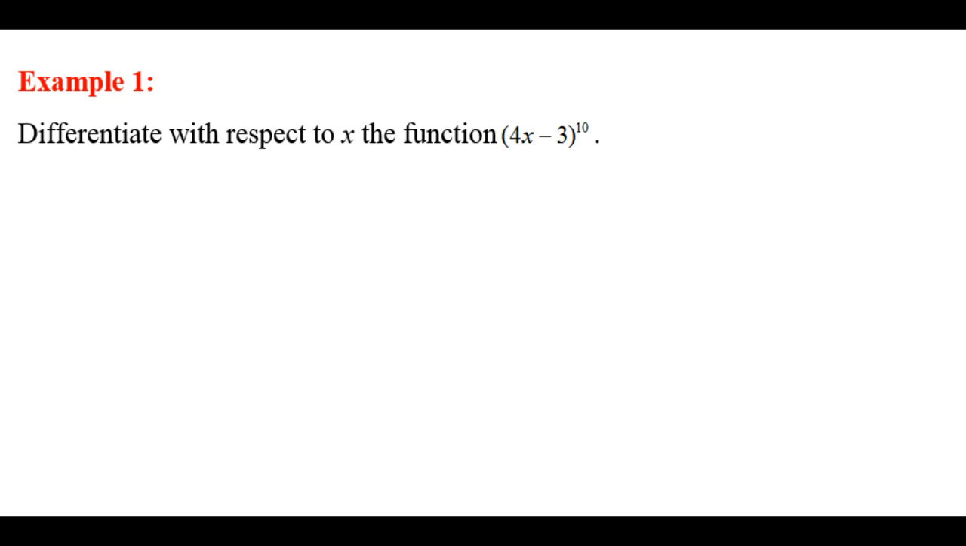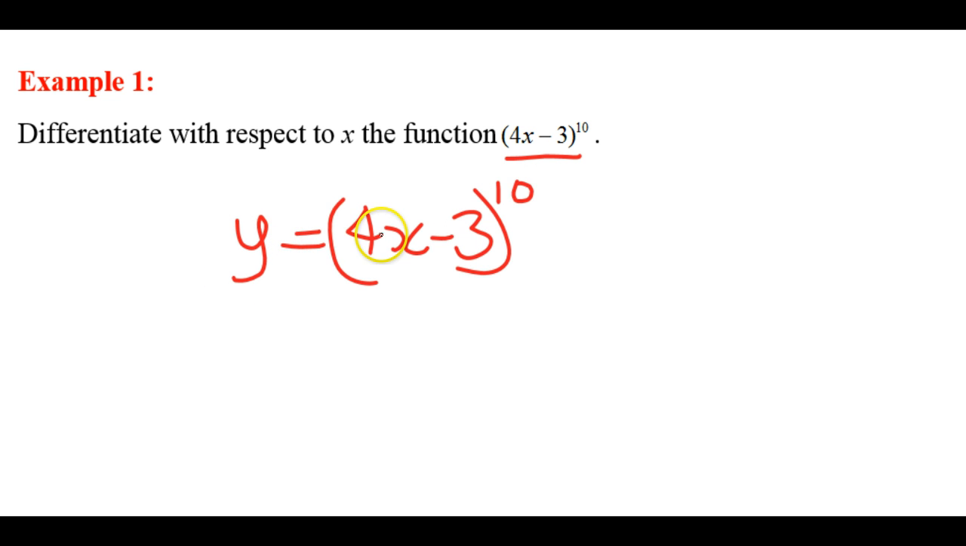Example 1. Differentiate with respect to x the function this. Now what I'll do is that I will let y be equal to the function, which is 4x minus 3 all to the power 10. Remember that this is a function to the power 10. I can use power rule if I expand the whole of this power to the 10, and then use power rule to simplify and get my answer. But realize that if you want to expand this to the power 10 using the binomial expansion, it will be very tedious, and if you don't take care, the possibility of making errors is very high. And so chain rule can make this work very easy.